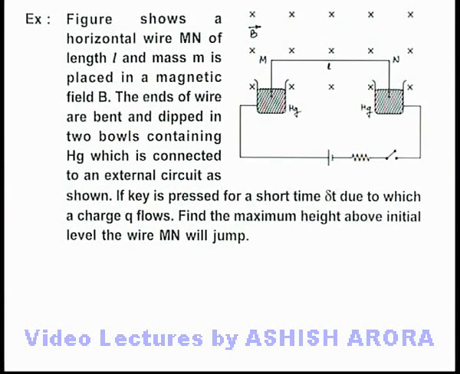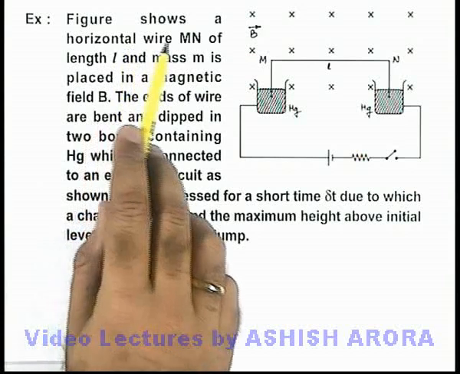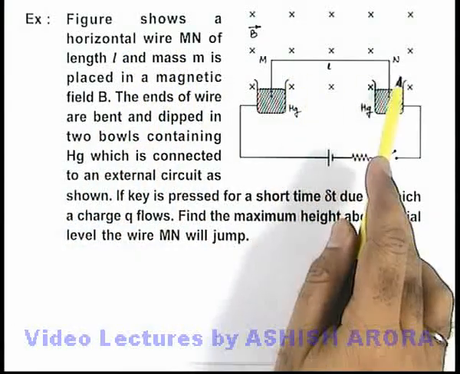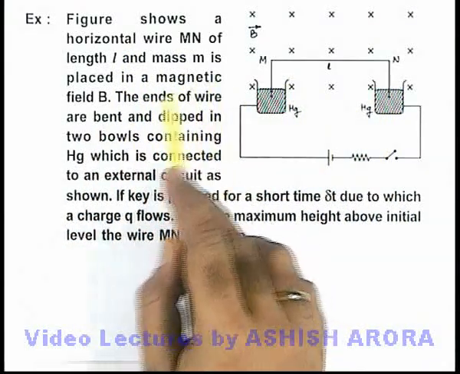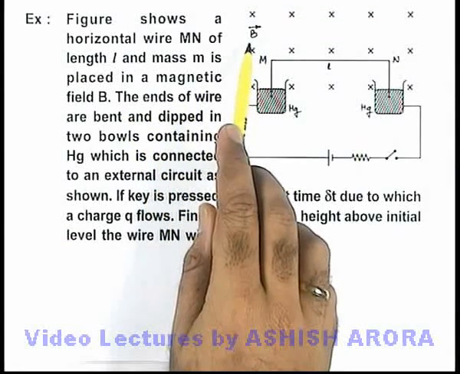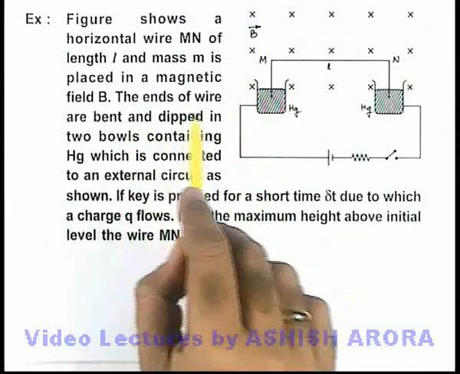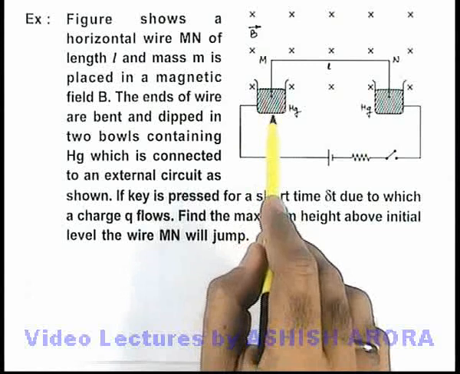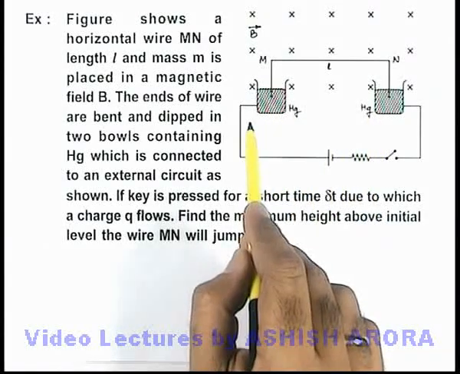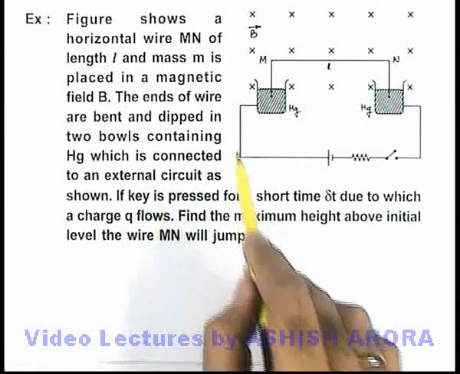In this example, we are given that the figure shows a horizontal wire MN, which is of length L and mass M, placed in a magnetic field B. And we are also given that the ends of the wire are bent and dipped in two bowls containing mercury, which is connected to an external circuit.